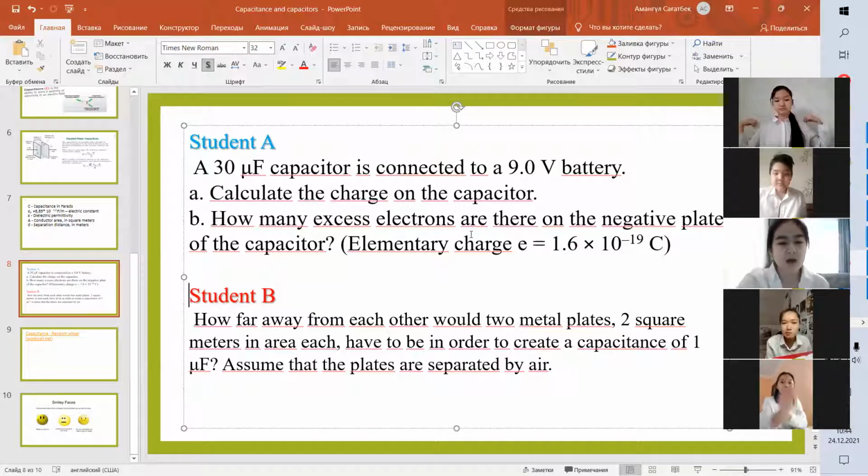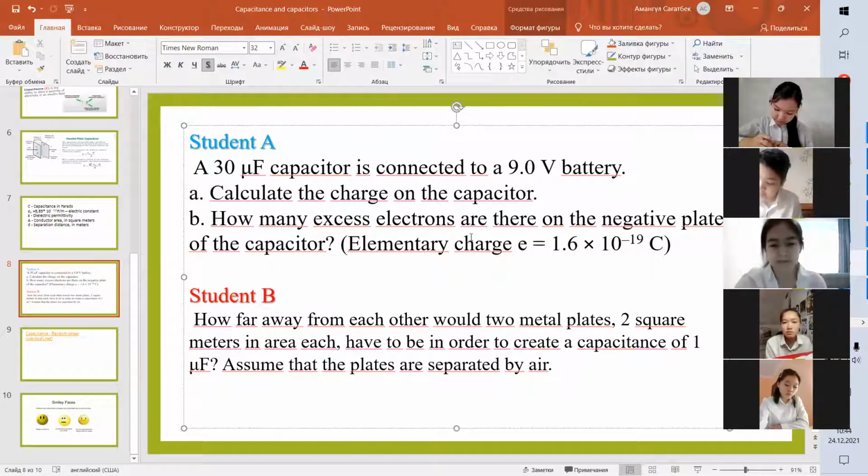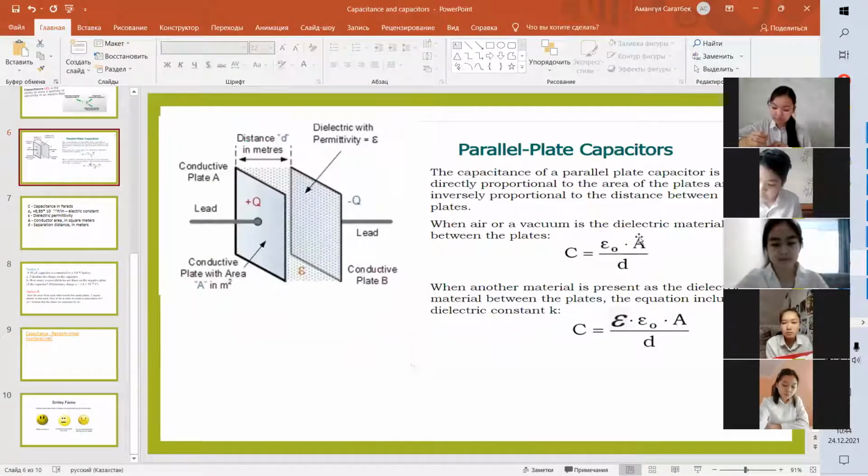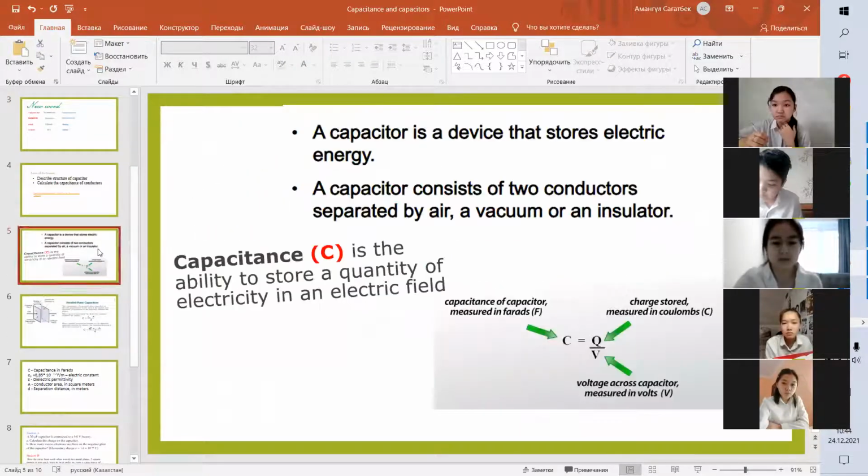Student A: A 30 microfarad capacitor is connected to a 9-volt battery. A. Calculate the charge on the capacitor. B. How many excess electrons are there on the negative plate of the capacitor? Which formula do you use? This one or this one? In first, Q equals C times V. Yes. Okay. You have 3 minutes to solve this problem.